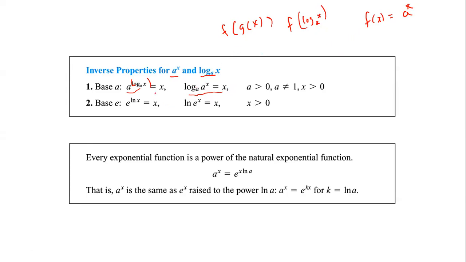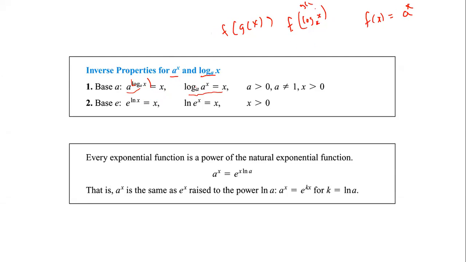Anytime you have x on any side, this one was easy, but this one we have to do as f of g of x. Okay, so what is our g of x? Our g of x is log to the base a of x. This is our g of x. And our f of x is a to the x.